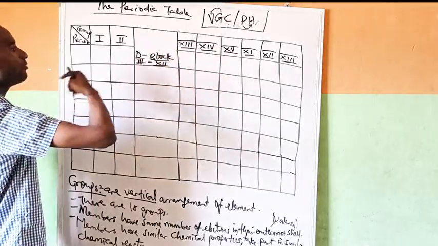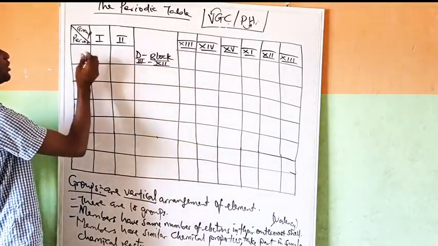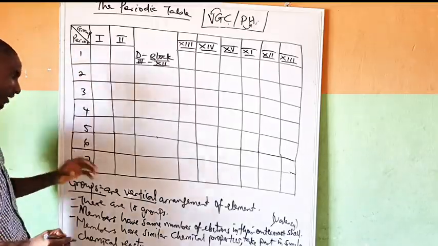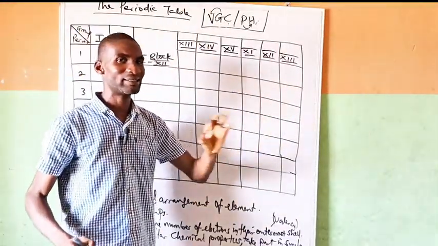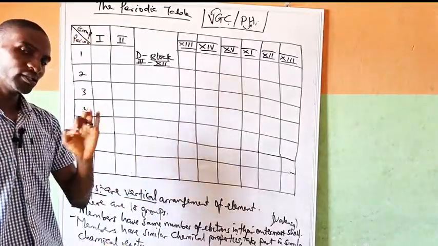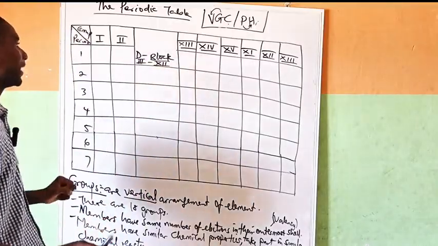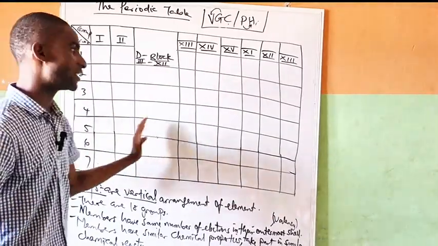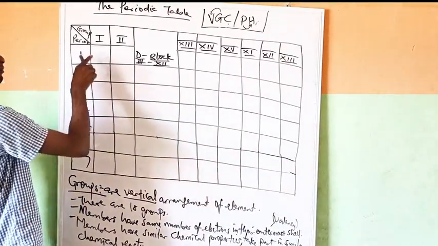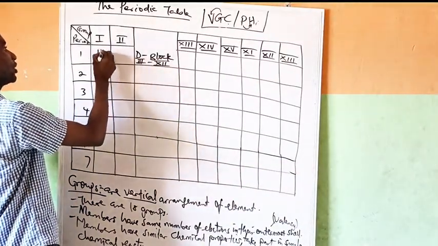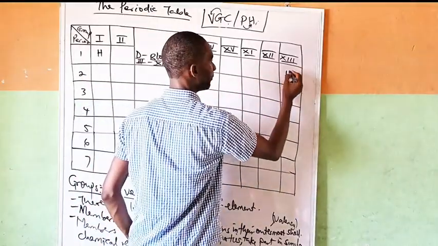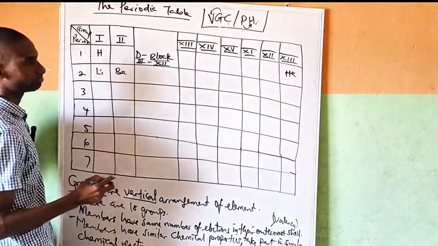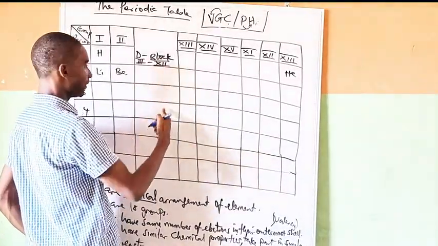So these are the D block. Now this is going to be my period 1, my period 2, 3, 4, 5, 6, 7. So take note of this. There are 18 groups and 7 periods on the periodic table. Elements that are arranged like this are the periods. So in period 1, we have hydrogen here, and we have helium here, lithium, beryllium. I'll skip all of this.